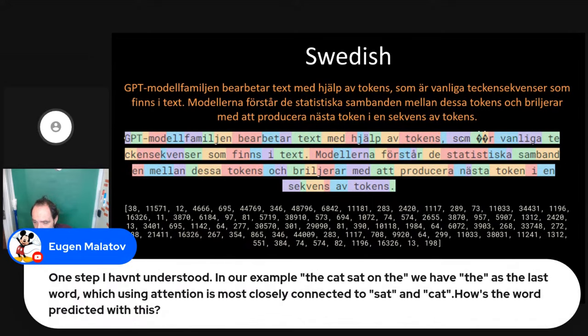And I think the same person asks, one step I haven't understood. In our example, "the cat sat on the", we have "the" as the last word, which using attention is most closely connected to "sat" and "cat". How is the word predicted with this? I'm not sure on that one. Not sure what that was referring to.